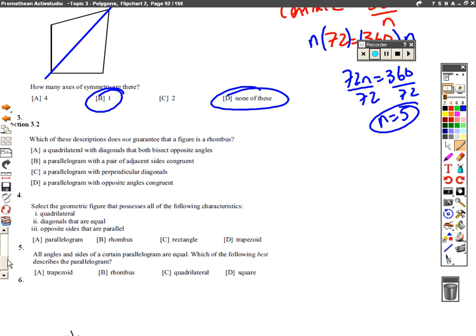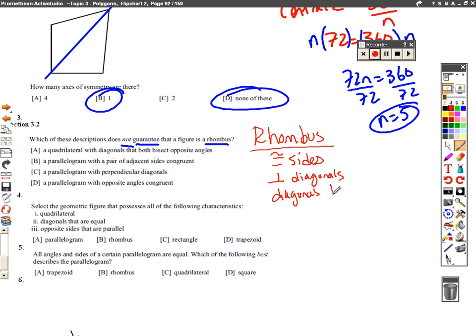Alright, from section 3.2, we want to know which of these descriptions does not guarantee that it is a rhombus. So here we're really asking ourselves, what are the characteristics of rhombuses? And which one of these is not a characteristic of rhombuses? So basically, we had learned a lot of stuff about a lot of characteristics about all the quadrilaterals. Specifically, a rhombus has congruent sides. It has perpendicular diagonals. It has diagonals that bisect the angles. And that's pretty much it that's specific to a rhombus.